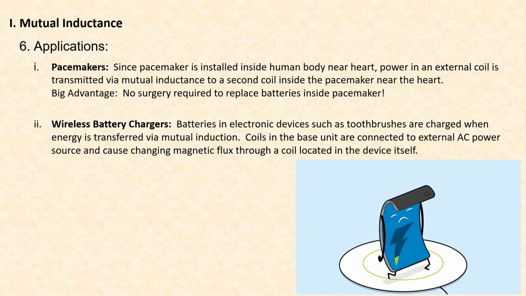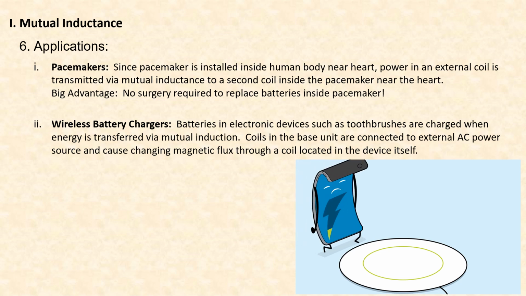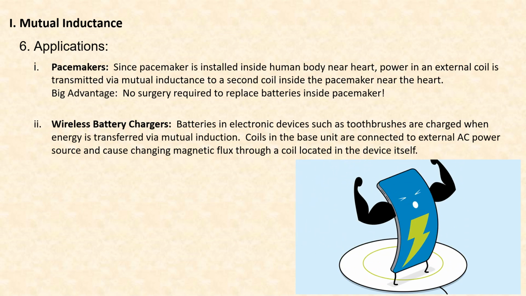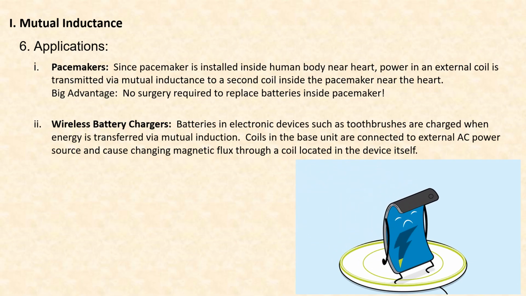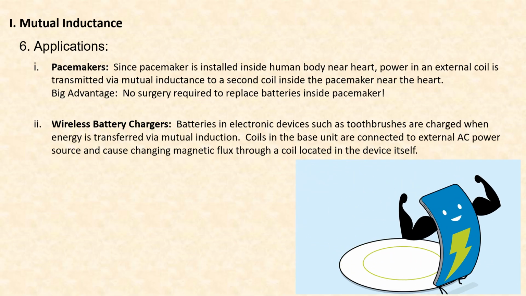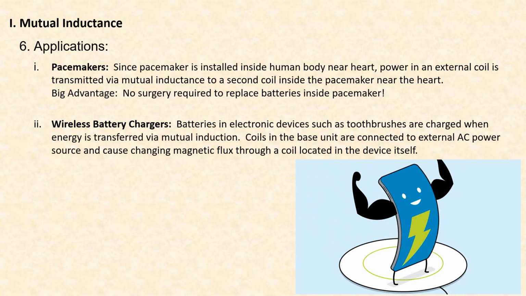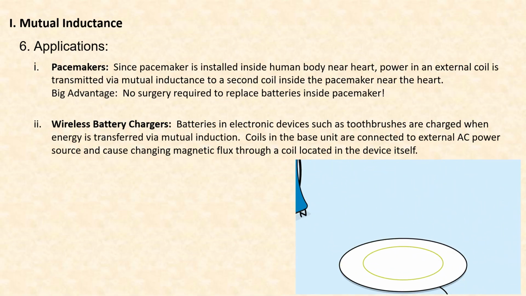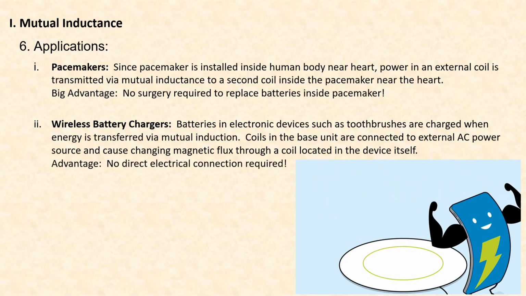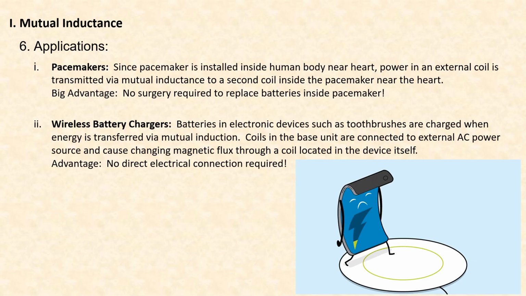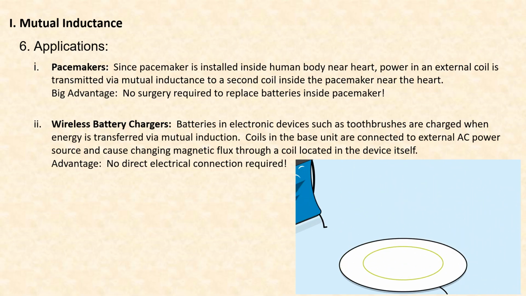The coils in the base unit are going to be connected to an external AC power source, and that alternating current from the power source will provide a changing magnetic flux through the non-powered coil in the device itself. And that changing magnetic flux will induce a current in that coil to make the device operate. Once again, big advantage, no direct electrical connection is required to the actual device.